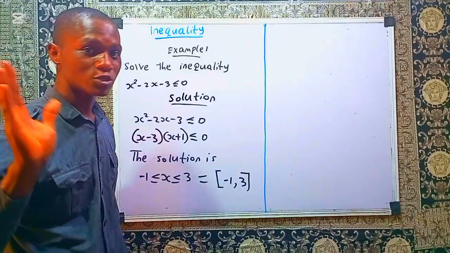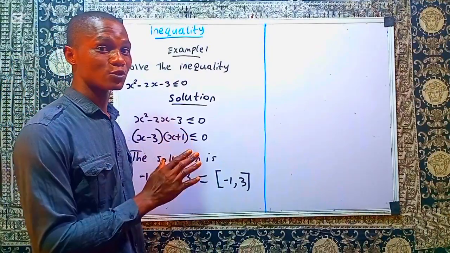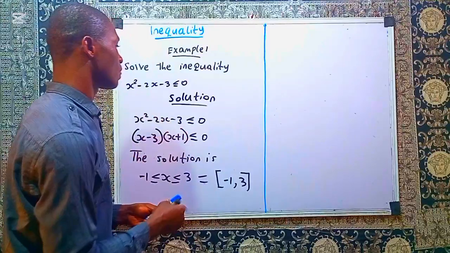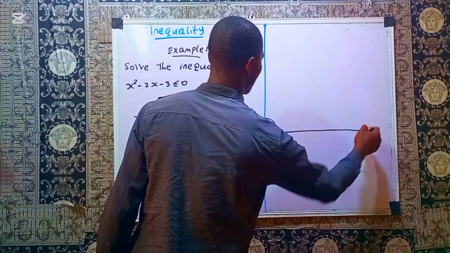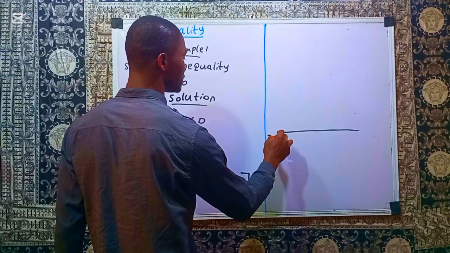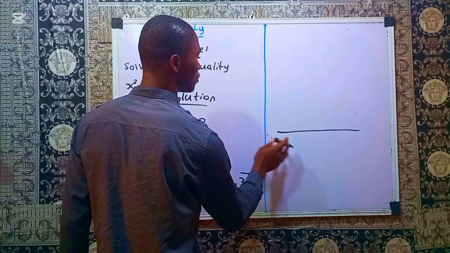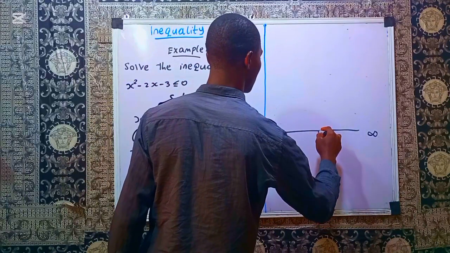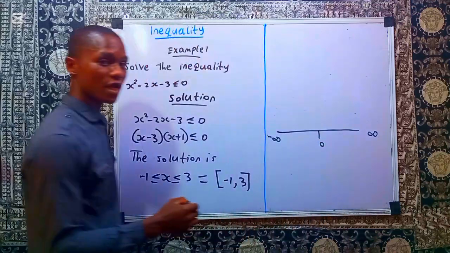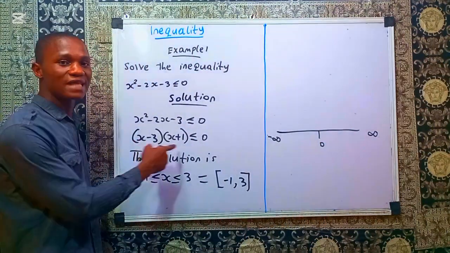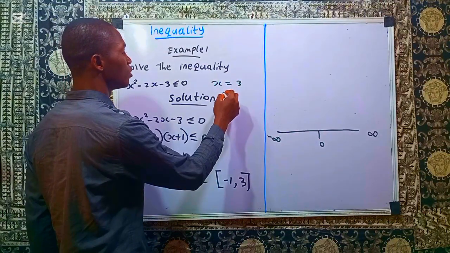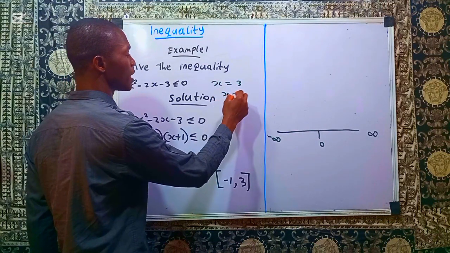We are done solving this, but I will show you that this is actually the solution, and this shortcut is perfect. So I'm going to draw a real line. This is my negative infinity, and this is my positive infinity, and the center is 0, right? Remember, when we set this equal to 0, we got that x is 3, or x is minus 1.